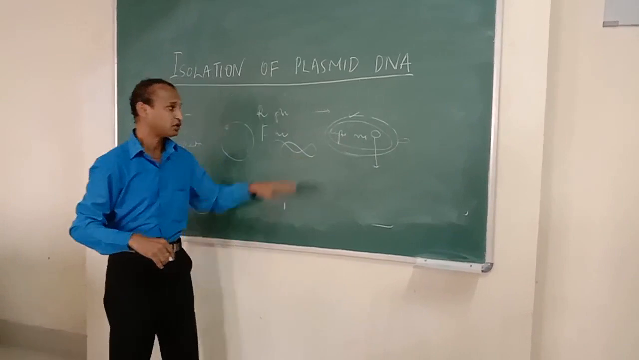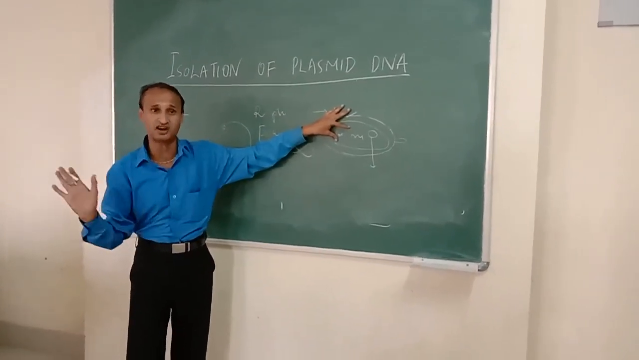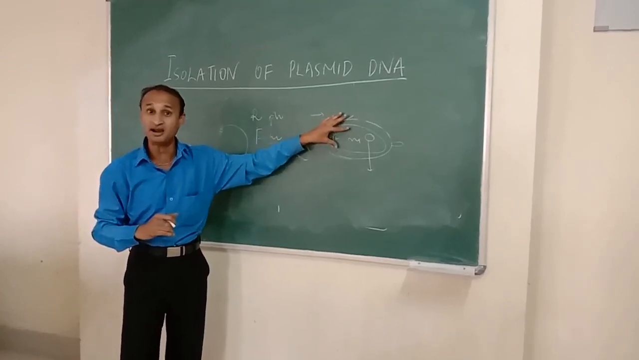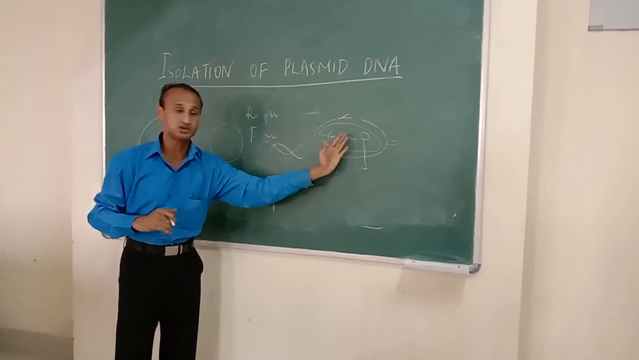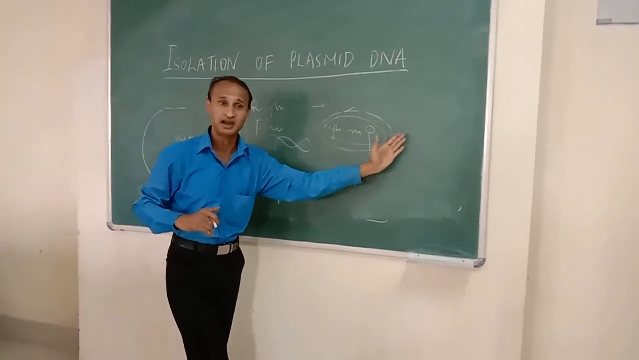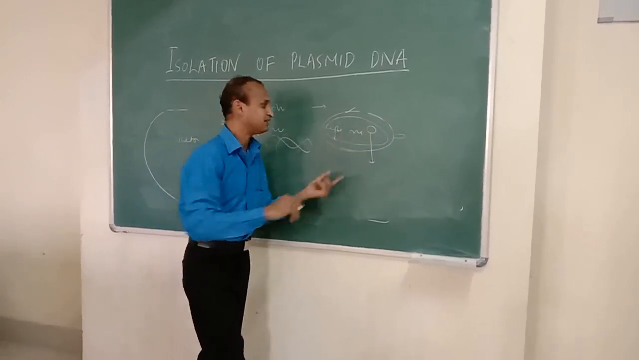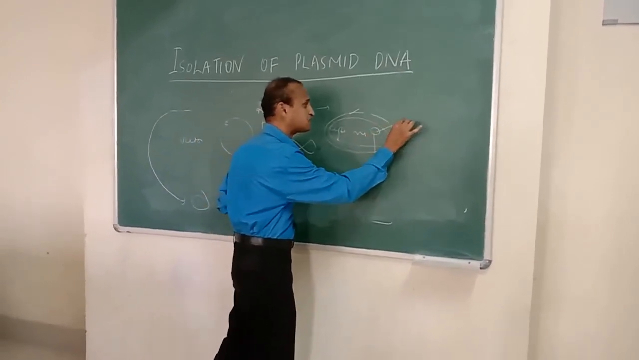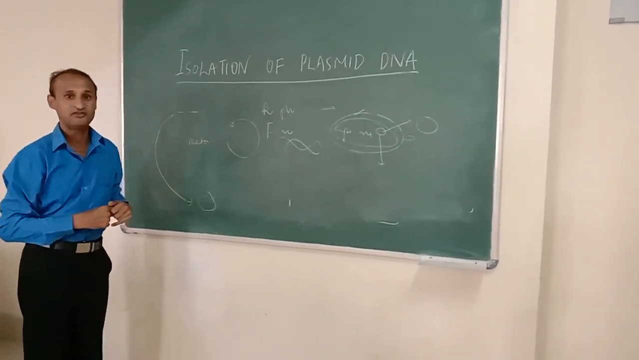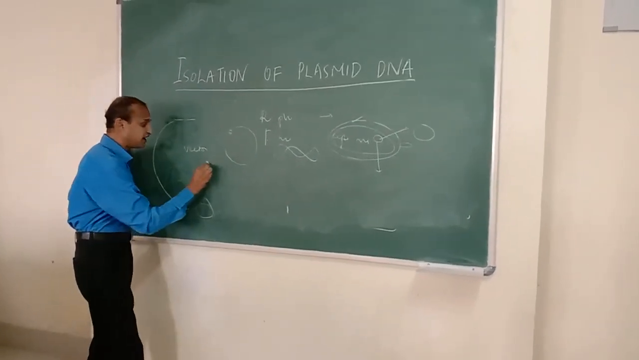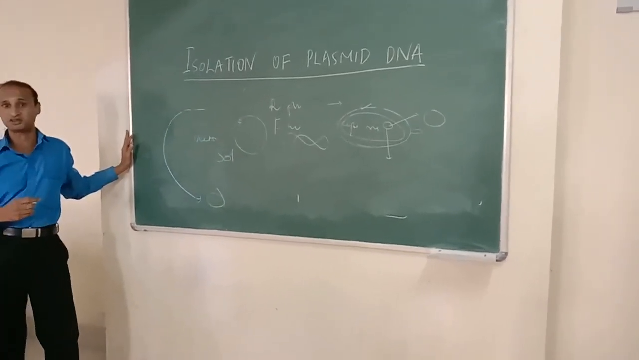For this, you have to lyse the cell wall and dissolve all the proteins which are not required, but the plasmid entity is present in the cytoplasm. So you have to segregate this plasmid, and one more major component present in the organism is the genomic DNA. That also has to be removed. Only the small covalently closed circular plasmid has to be extracted. For that, we will be using three different solutions along with some centrifugation and precipitation processes.